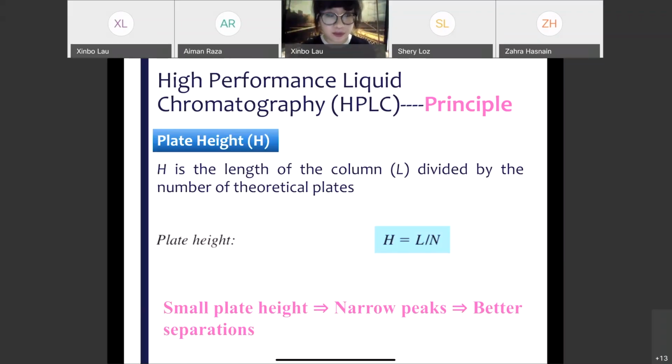So if we want a good separation, we already know the N value needs to be large. Then, based on this equation, we'll know the plate height we need to be small. Just a very easy relationship. So to get a good separation, we want more theoretical plates and a small plate height. One more time, the plate height we want small, and the number of theoretical plates we want large, we want more. That's what we want to get good separation.